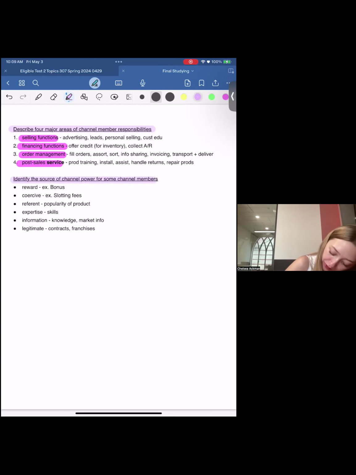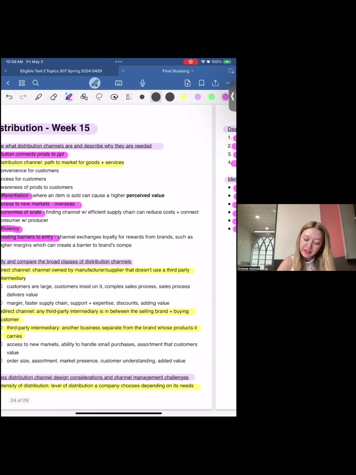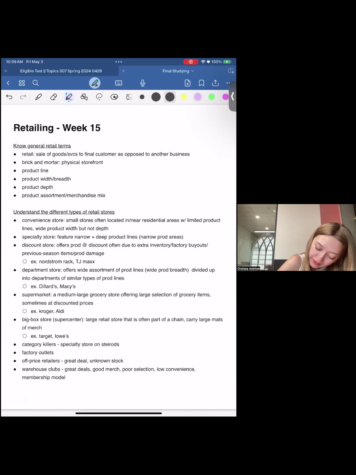Identify the source of channel power for some channel members. The different sources of channel power are reward, which provides something like a bonus; coercive power; referent power, which is based on the popularity of a product; expertise, which is focused on your skills; information, which includes knowledge or market information; and then legitimate, which is derived from contracts, legal things, and they're things like franchises. That concludes distribution. Now moving on to retailing.